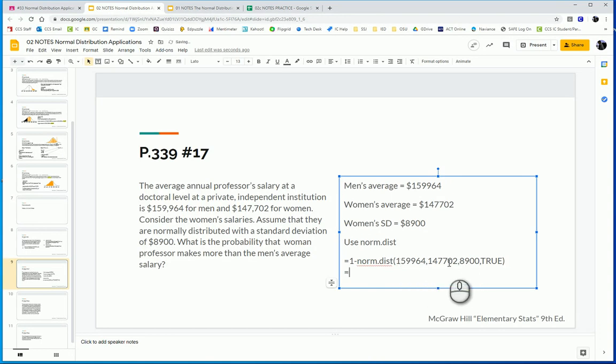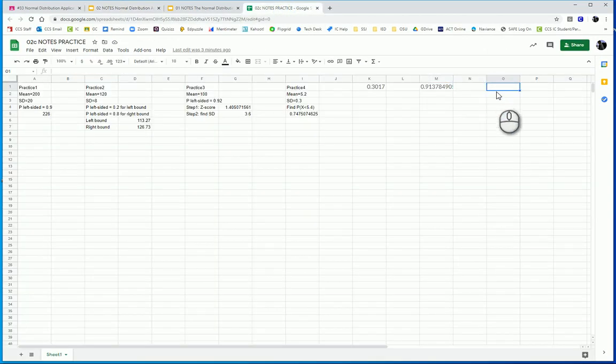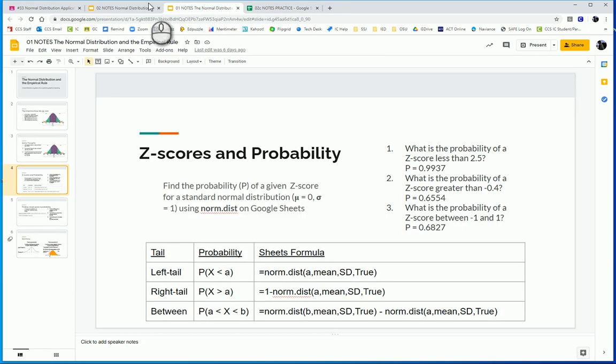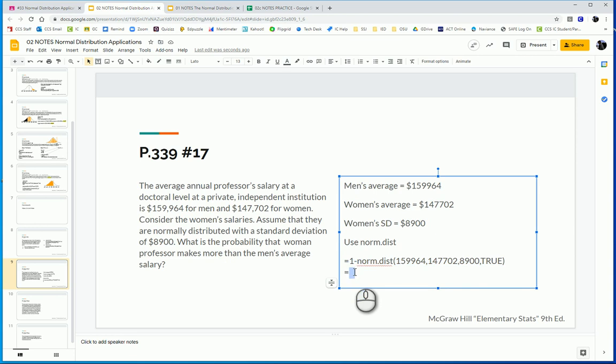All right, equals, and let's see what that equals. Paste that in, and that's going to be 8.41%. So not very likely for women to make more than men. Only about 8% of them are expected to make more than the men's salary.